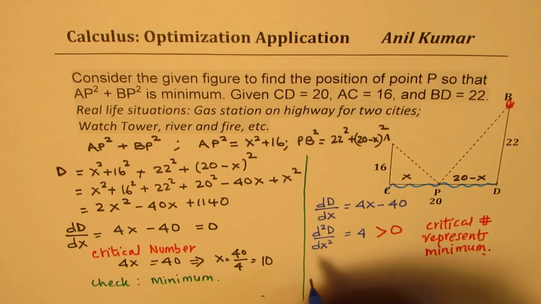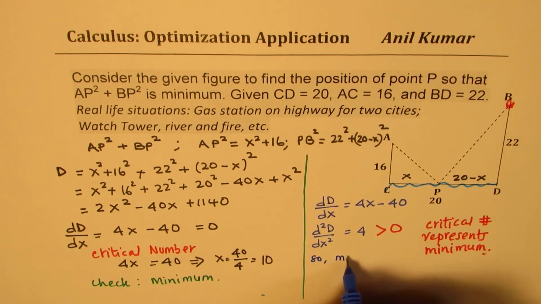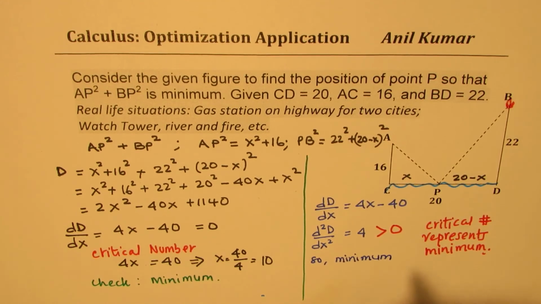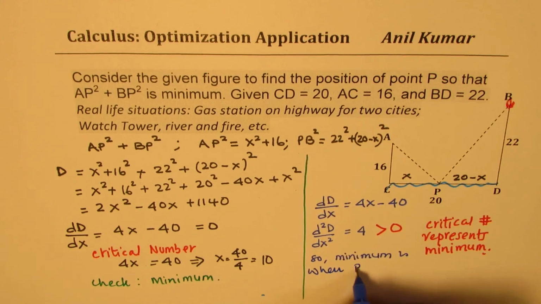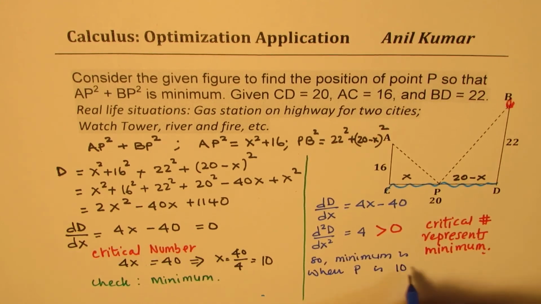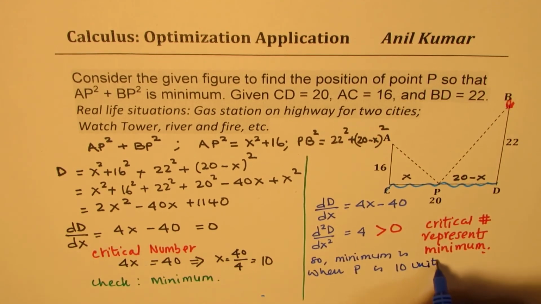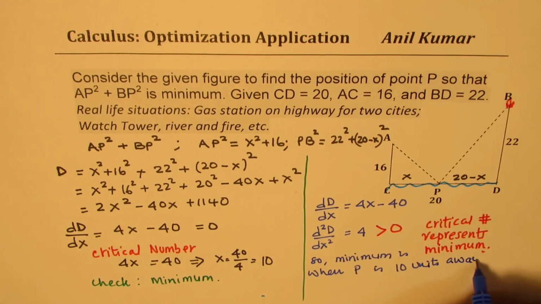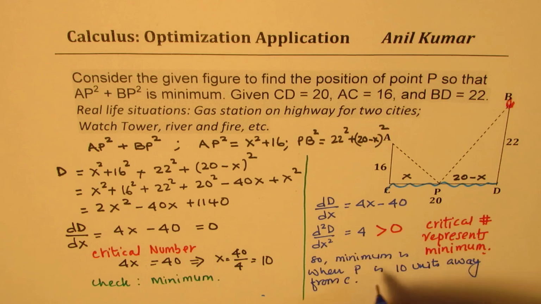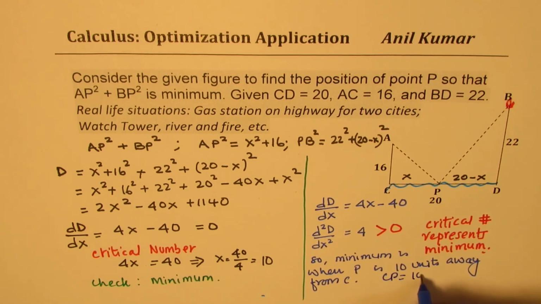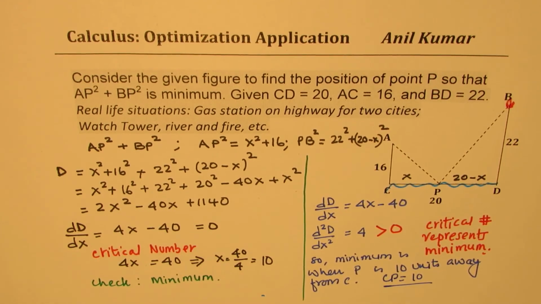So we get minimum when P is 10 units away from C, right? Or you can say CP equals to 10. So that is how you could actually solve this particular question.